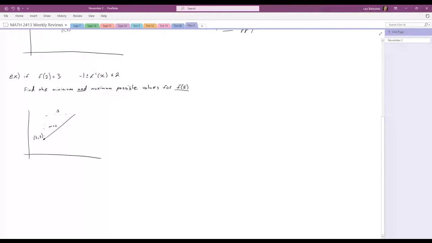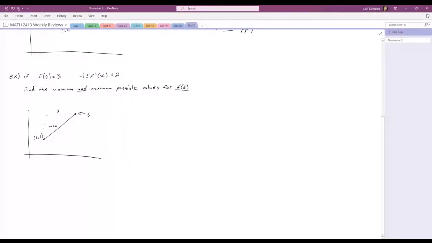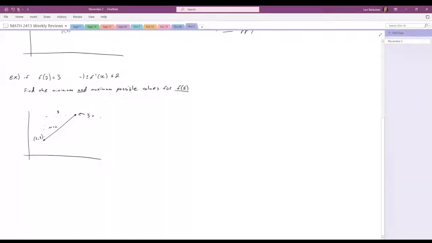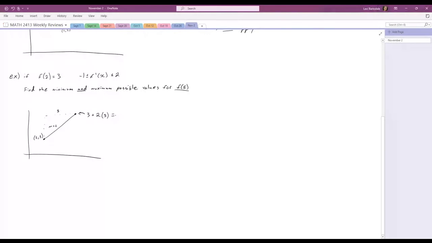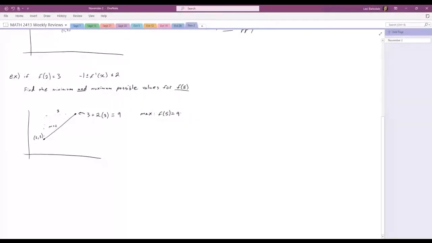And that's fairly easy to calculate. Because we go over 3 at a rate of up 2, we can see that at this point here, the y value should be what we started at, 3, plus our slope times how far over we went, and that should give us 3 plus 6 is 9, for a maximum value of f of 5 equals 9.